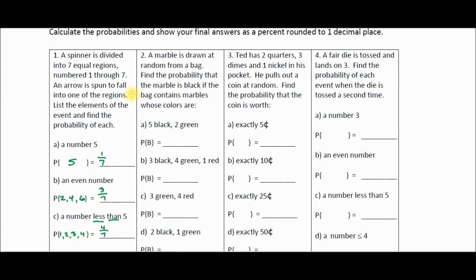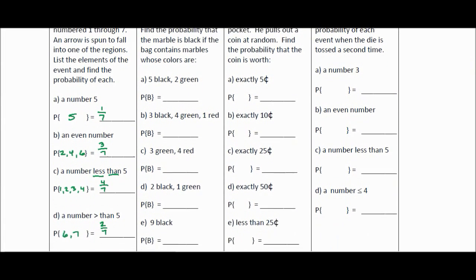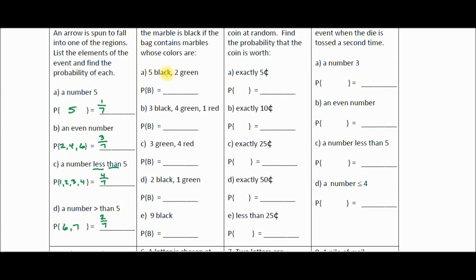Number 2. A marble is drawn at random from a bag. Find the probability that the marble is black if the bag contains marbles whose colors are. So here's our first scenario. We've got 5 black marbles and 2 green marbles. Well, let's take a look. How many marbles will make me happy? If I want to choose a black marble, well, there's 5 in the bag, and there are 7 total marbles.